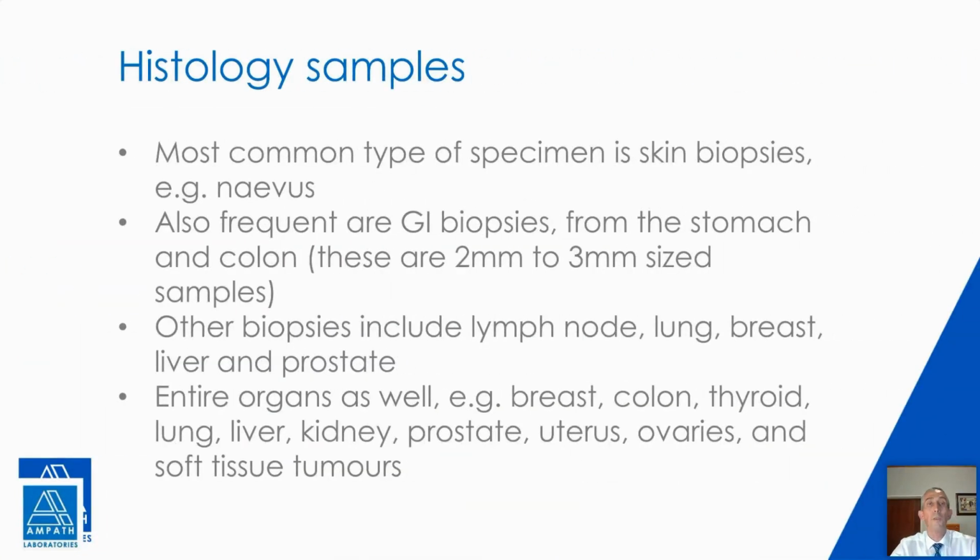If we move on to histology, skin biopsies represent our most common type of specimen received. But gastrointestinal biopsies, these being 2 to 3 millimeter in size, are also frequent. Besides endoscopic biopsies and skin samples, we get biopsies from lymph nodes, from the lung, the breast, liver, prostate, and even entire organs, especially with resection specimens, for mastectomies, colectomies, thyroidectomies, pneumonectomies, hepatectomies. The list carries on.